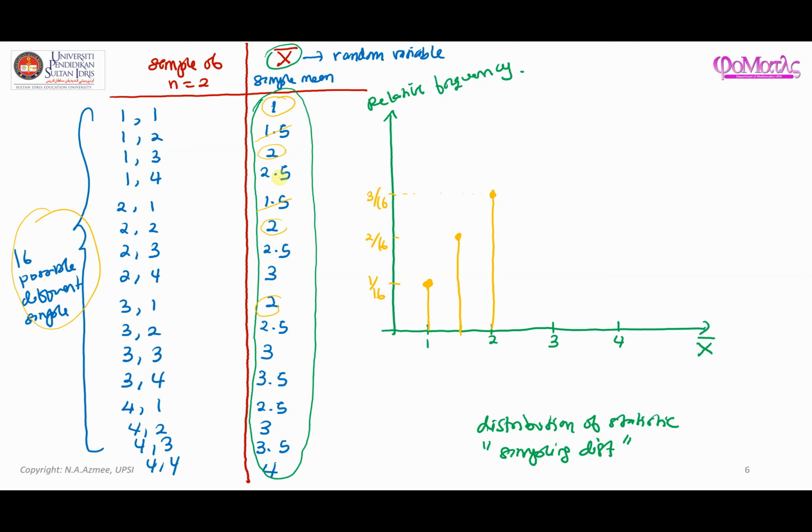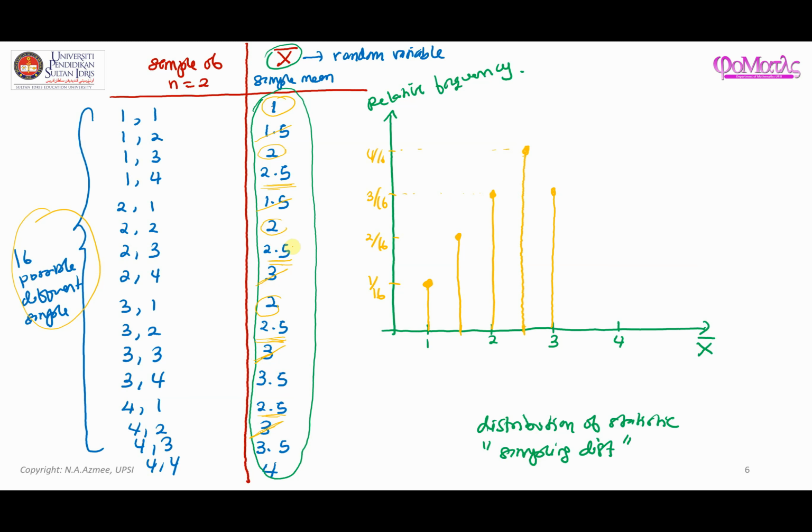Next, 2.5 happens 4 times out of 16, so that is at position 2.5. So 4 over 16 may be somewhere here. We will continue doing it for other values, such as 3. 3 happens 3 times, so it will be at this position.